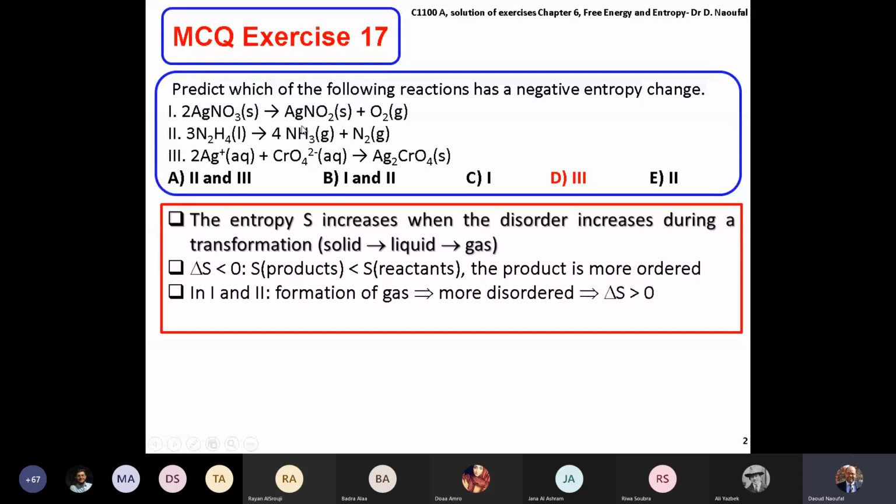In 1 and 2, we have appearance of gas from solid and gas from liquid, so the disorder increases. And therefore, delta S equals S final minus S initial is positive. In 3, we have ions that are not ordered that pass to solid which is ordered. And in this case, delta S is negative. So the correct answer is D.